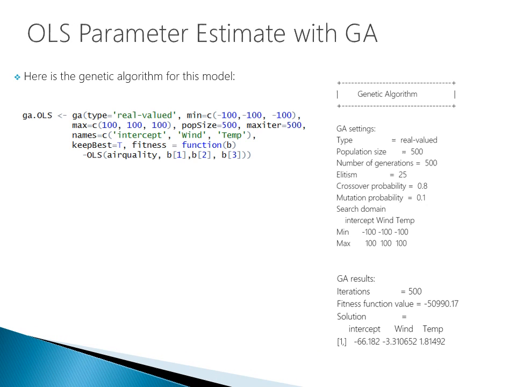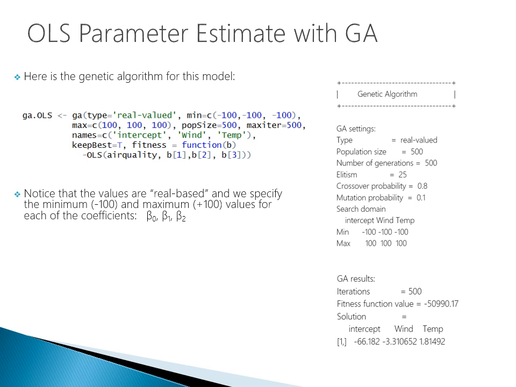So let's show what the actual genetic algorithm looks like for this model. When I run it, this is the code that I have to put in, and I'll explain a little bit of what these different pieces mean. Now notice that the values are real based, and we specify a minimum of -100 and a maximum of 100 for each of the coefficients, beta naught, beta 1, and beta 2.